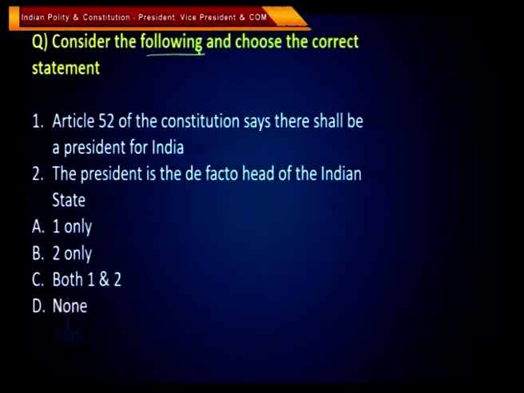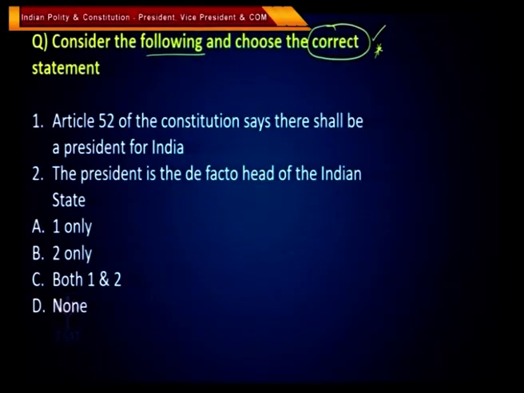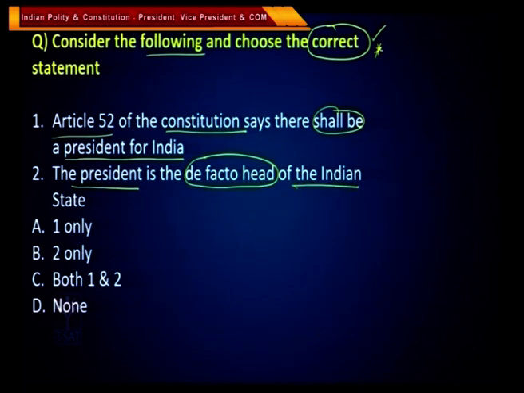So look at the first question now. Consider the following and choose the correct statement. Whenever you feel any word is important, you need to circle it, even when you are giving your exam on October 16th. Look at the first statement: Article 52 of the Constitution says there shall be a President for India. The second: the President of India is the de facto head of the Indian state.